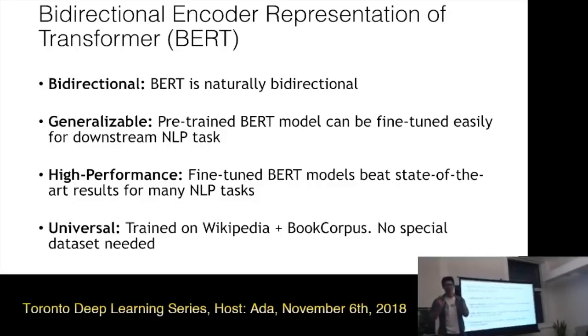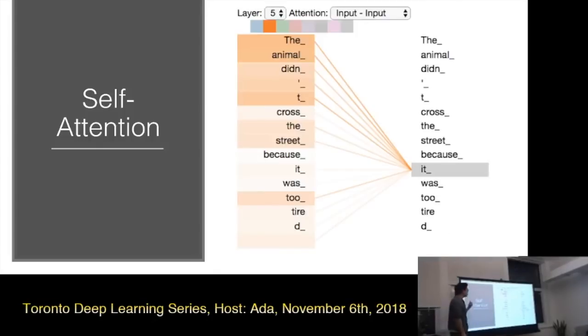What is the key to the success of the transformer? Well, it's the idea of self-attention, right? What was the problem with RNNs? Sequential processing makes it difficult to learn long-term dependencies, long-term relationships.